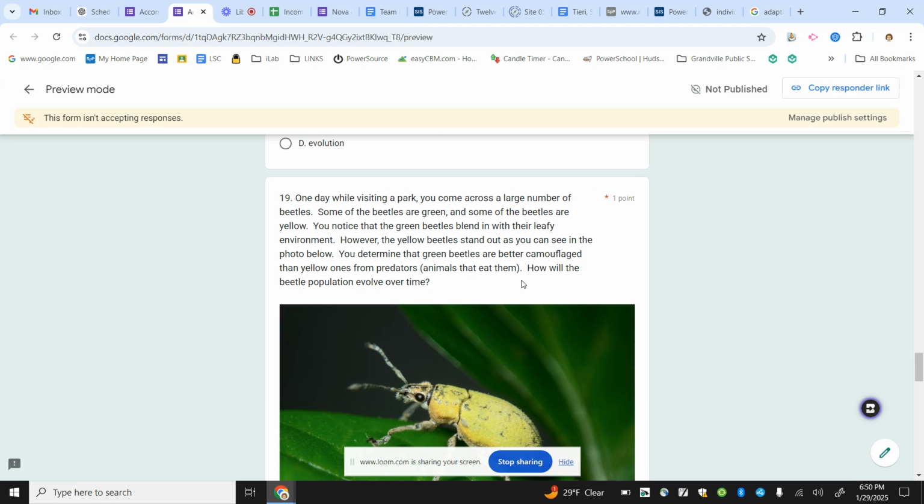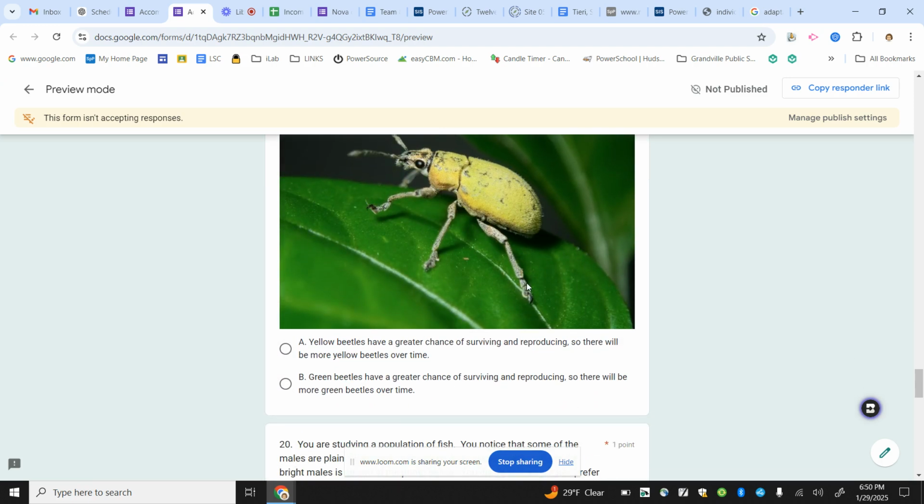How will the beetle population evolve over time? A. Yellow beetles have a greater chance of surviving and reproducing, so there'll be more yellow beetles over time. B. Green beetles have a greater chance of surviving and reproducing, so there'll be more green beetles over time.